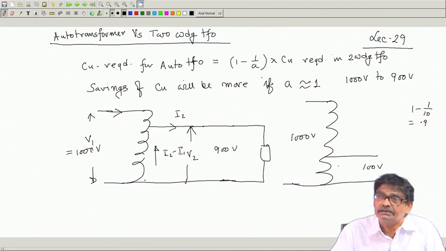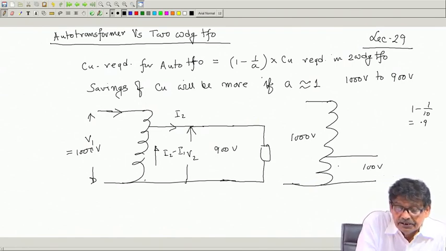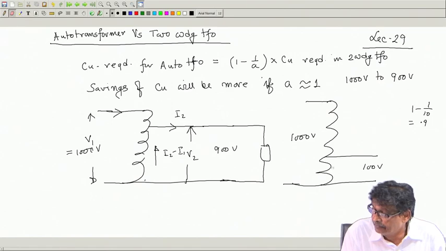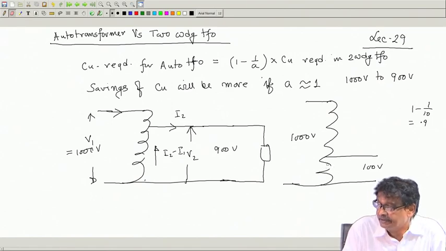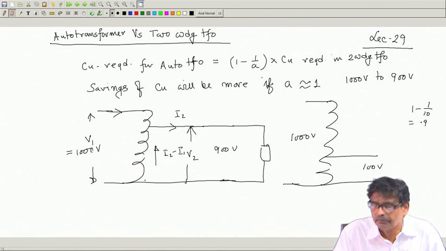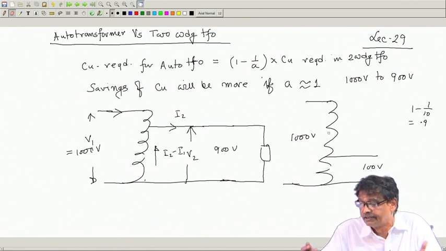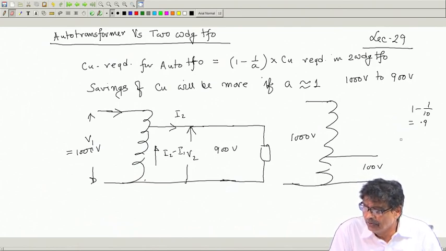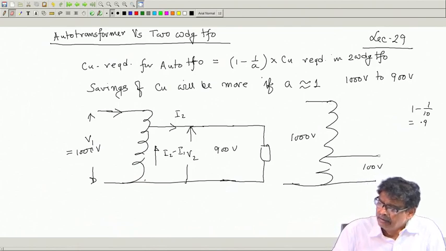So, copper required in auto transformer will be 90% of the copper required for making a 2-winding transformer. But nonetheless, a little saving is there. But here the issue is, if there is an open circuit here, then you see the load side gets connected to this high voltage side. It will not shoot up to 1000 volt, but it may shoot up to 600, 700 volt. Why not 1000 volt? There will be a drop here in this case.